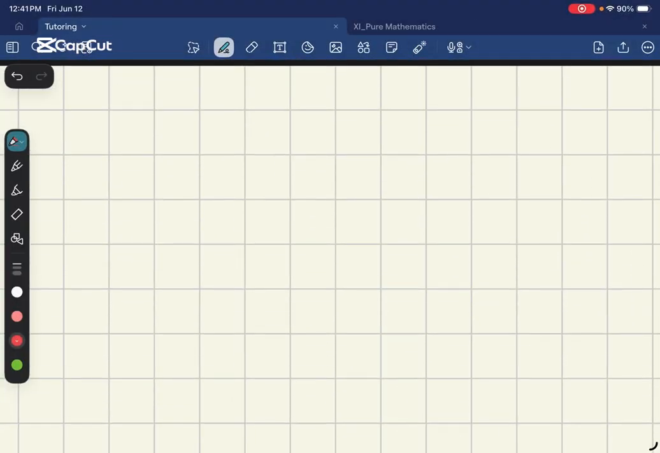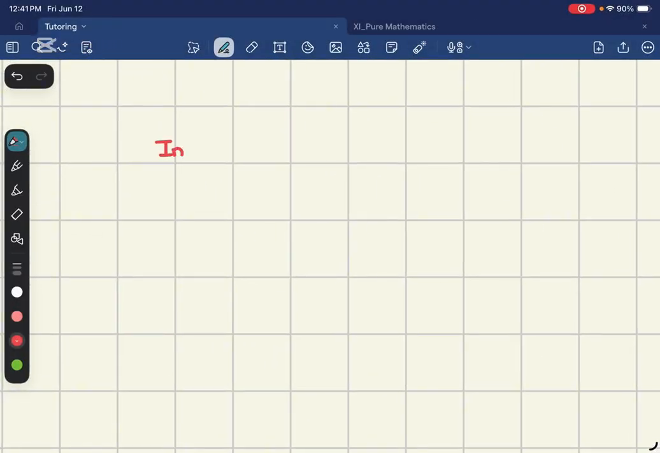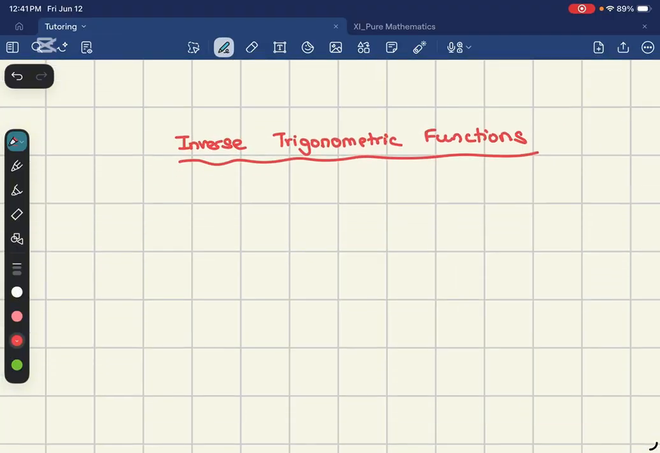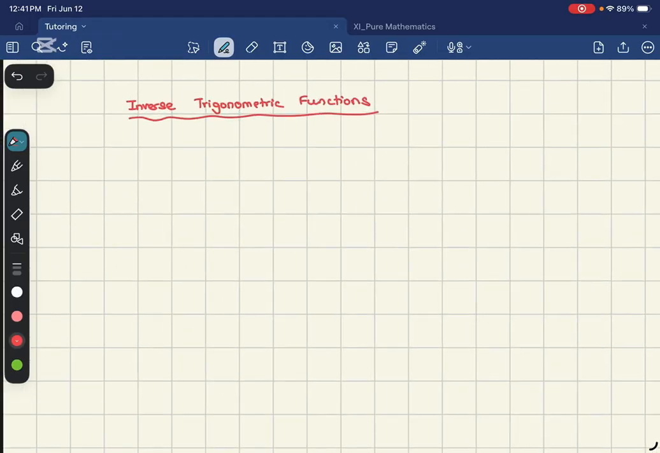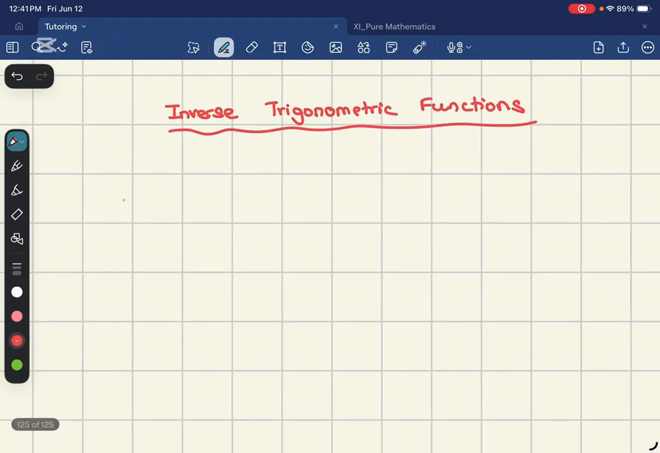Alright, so in this video, we're going to discuss inverse trigonometric functions. So basically, in some videos, we took sine inverse of something, right? Cosine inverse, tan inverse. So we're going to discuss those functions.